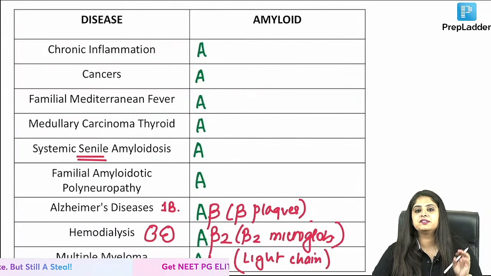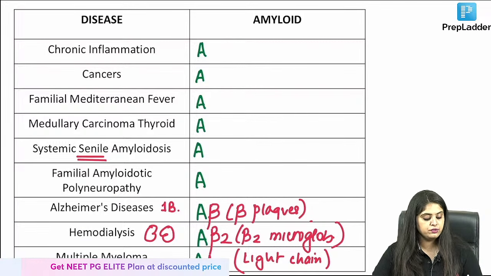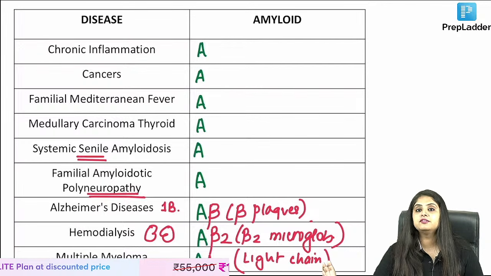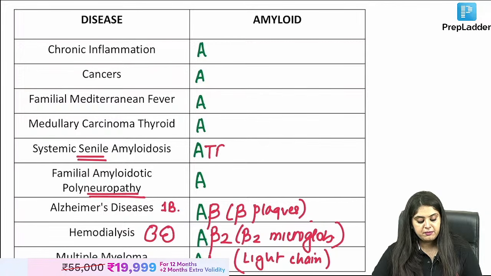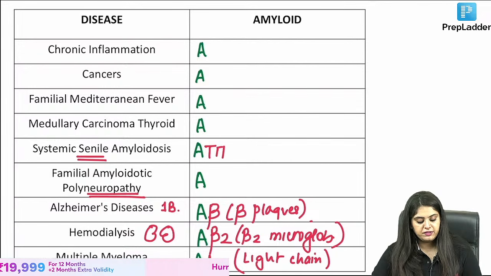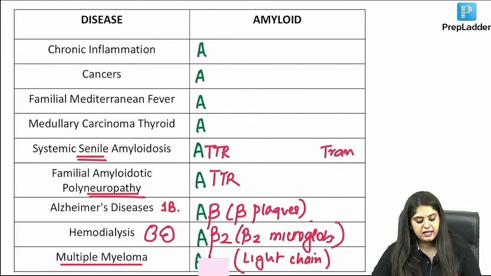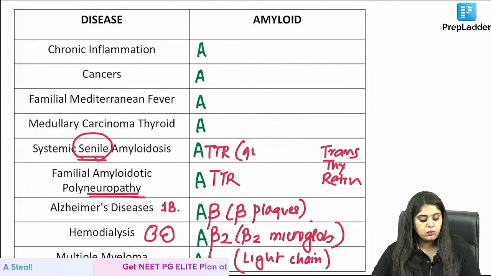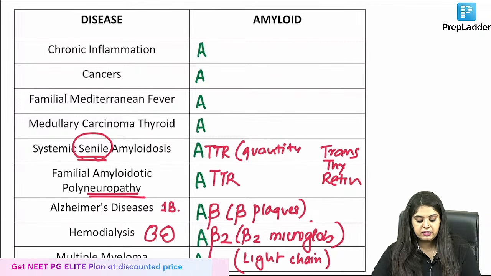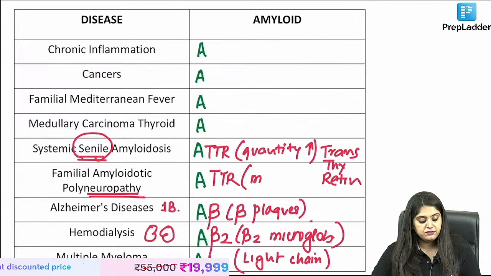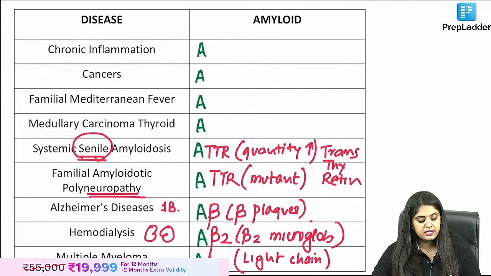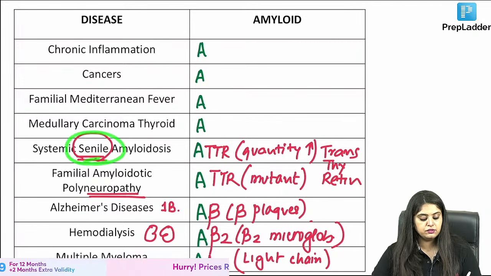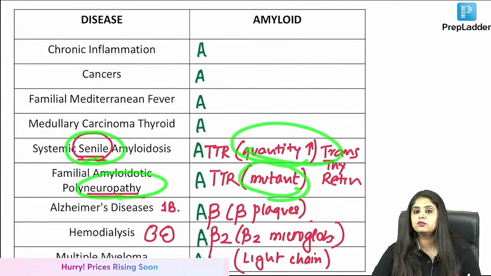I learn it in simple words. Senile means old age amyloidosis, and neuropathy means nerves amyloidosis. In both of them, it is going to be TTR. TTR stands for transthyretin. And ma'am, the difference is that in old age, as the age is increasing, it is the quantity of TTR which is going to increase. Very good, guys. And in nerves wala, it's the mutation of TTR that is going to happen. So age increases, quantity increases, mutation happens, the nerve gone.